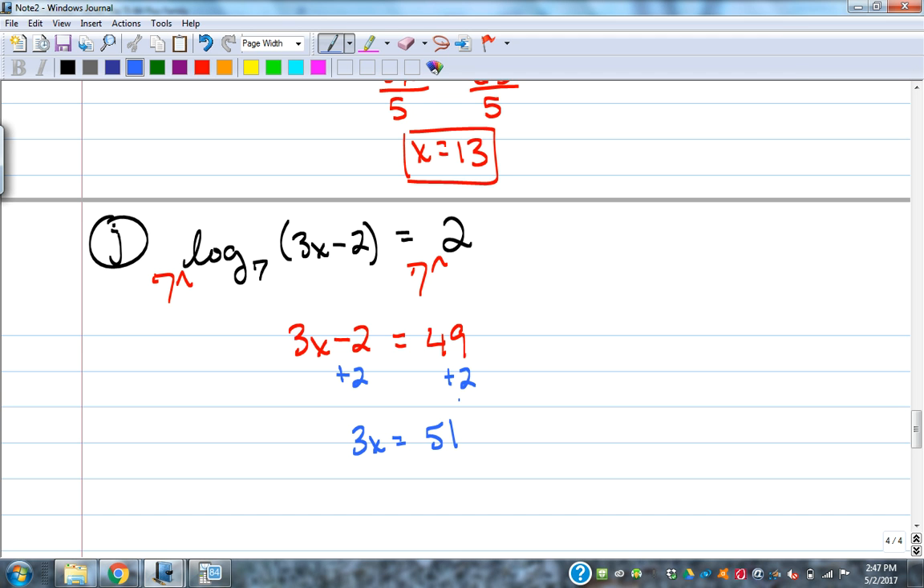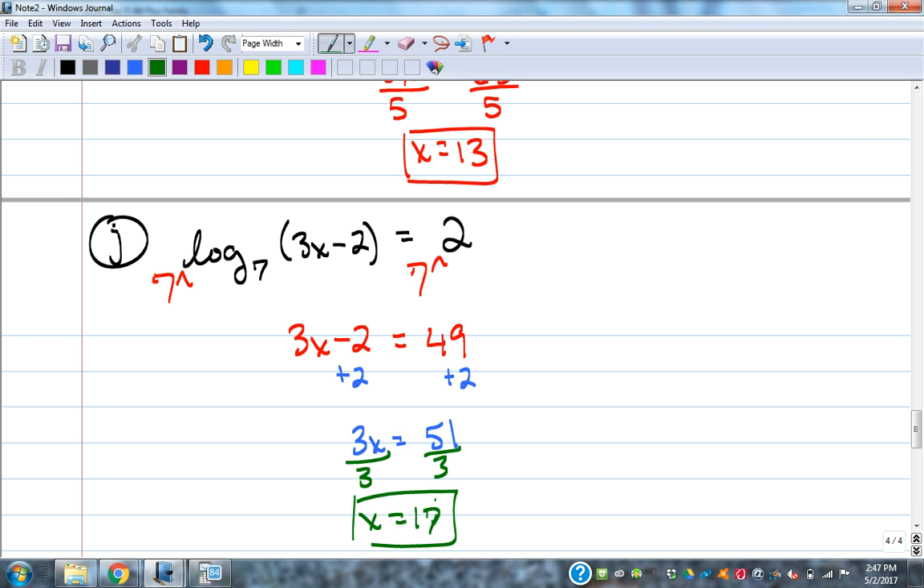It's like I meant for it to work out nice. 49 plus 2 is 51, divided by 3, 17. Works out real nice.